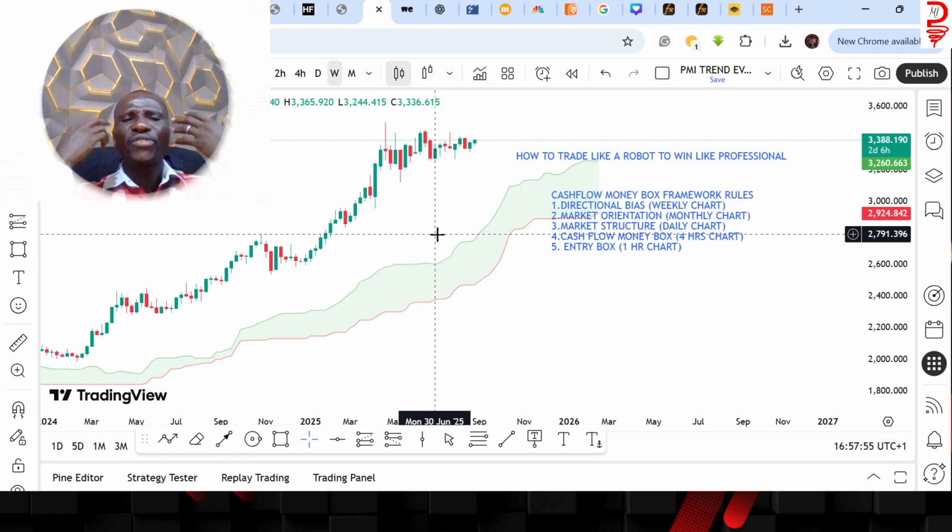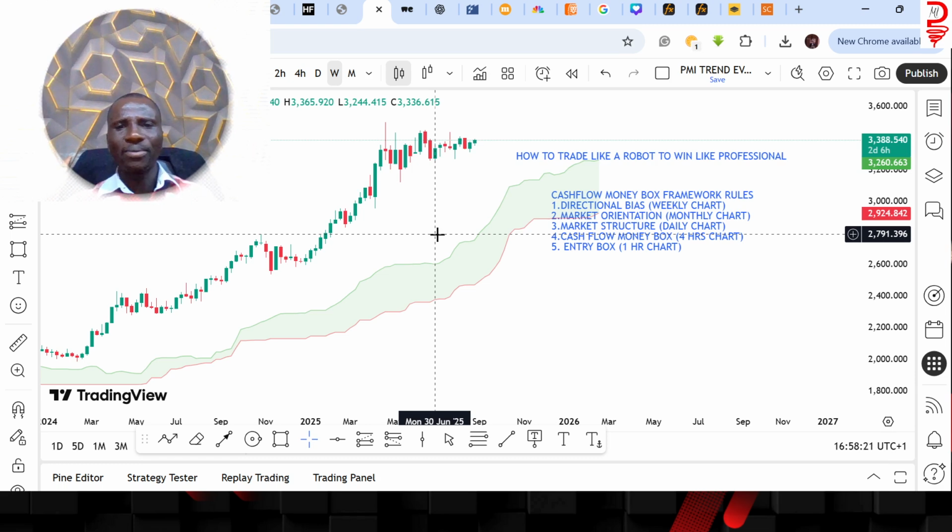You are not going to be thinking maybe it's going to sell very soon, maybe it's going to come down very soon. Once you check the directional bias on the weekly chart now, and you notice that it's a bi-directional bias, you are going to program your subconscious as a robot that, okay, on gold, I'm going to be looking out for a buy setup.